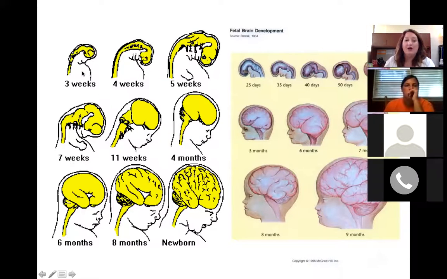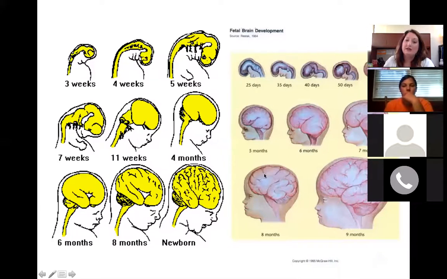And so from very early on, this is essentially our kind of reptilian brain, and then we get more and more sophisticated down here until our brain is essentially complete, and all of our neurons are present for the most part at birth. And this is just kind of the same thing, just in a little bit more detail here.